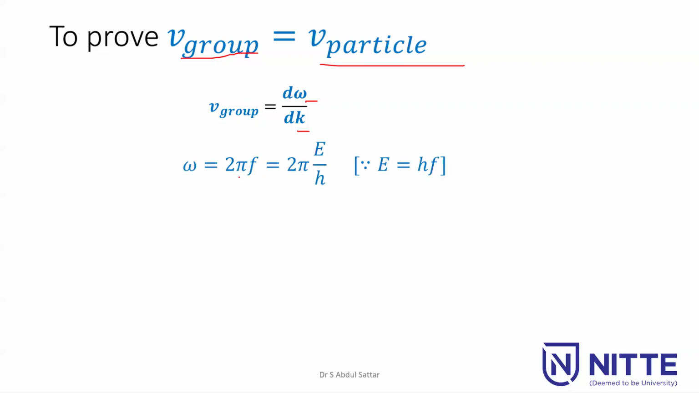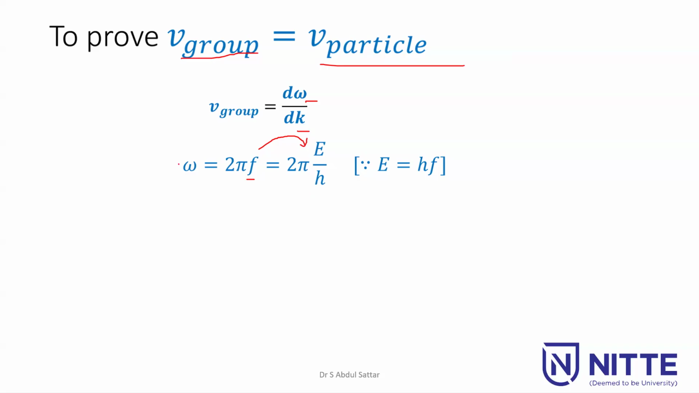Then we know E equal to h nu or h f, h into frequency. From this, frequency equal to E by h. So now we are replacing this frequency with E by h. Then omega equal to 2 pi into E by h.